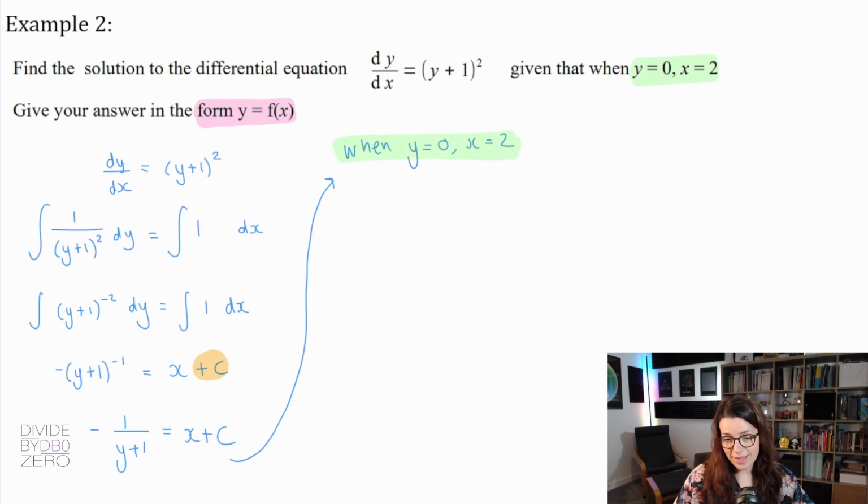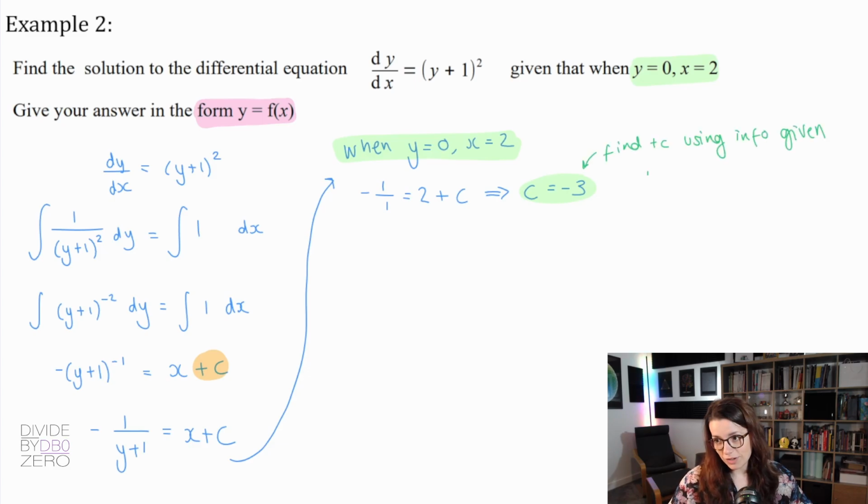So let's substitute that information in, and it'll be minus 1 over 1 equals 2 plus c, which means that c would end up being negative 3. So once again, you're finding plus c using the information given in the question.